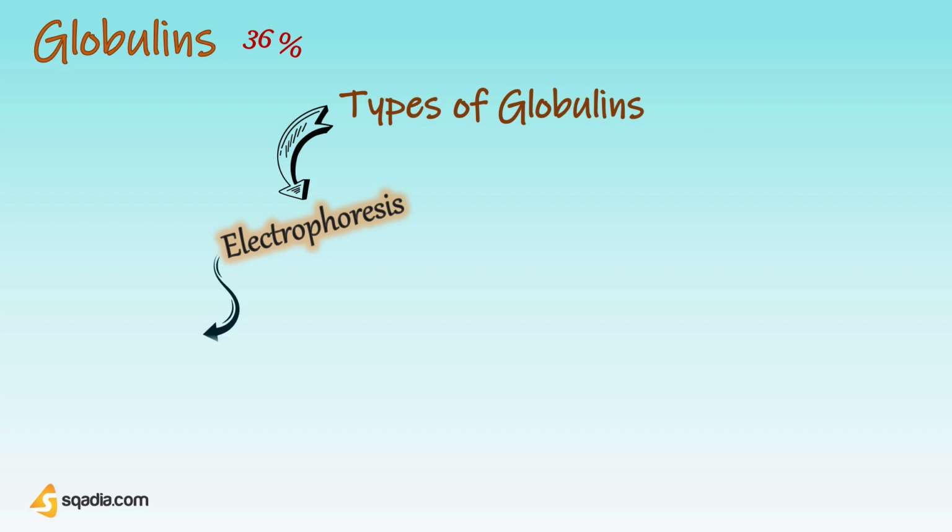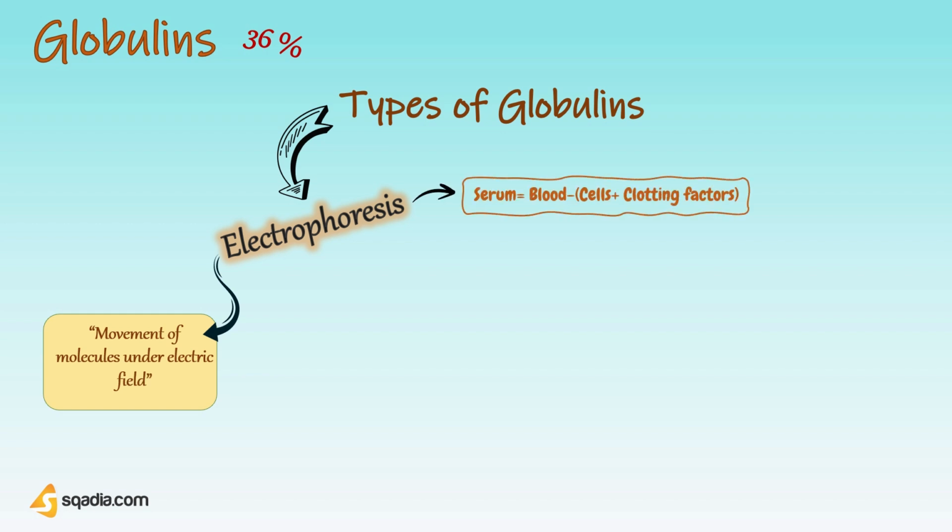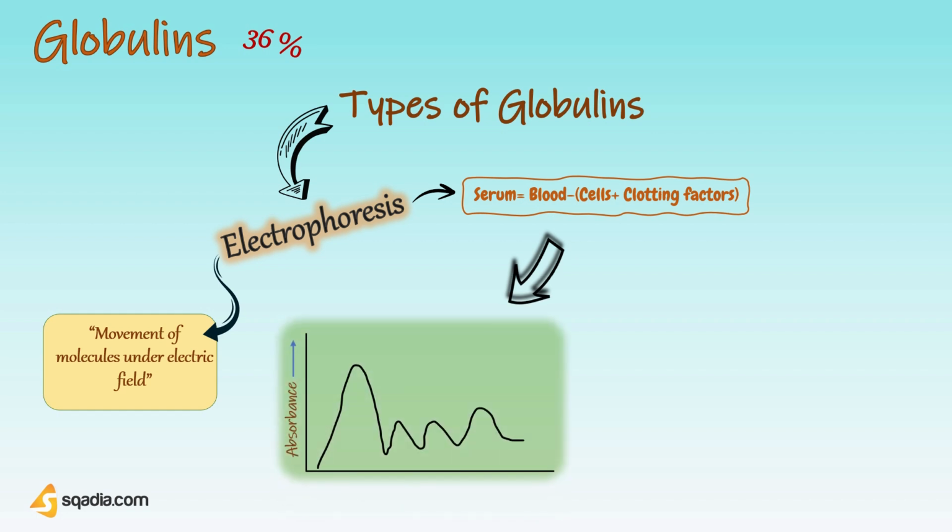In this technique, plasma proteins move or cover some distance under an electric field. This electrophoretic mobility of a protein depends on its molecular weight, that is, size and shape, as well as its electrical charge. This electrophoresis is usually done on blood serum that lacks fibrinogen and clotting factors. And as a result, a graph is obtained, where two abundant peaks, one of albumin and the other of gamma globulins, are observed, while two slightly minor peaks of alpha and beta globulins are also observed.